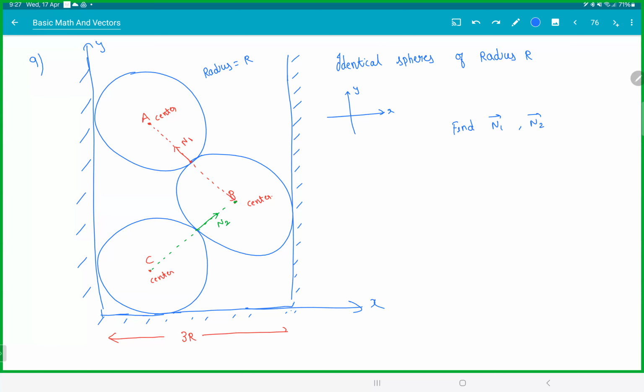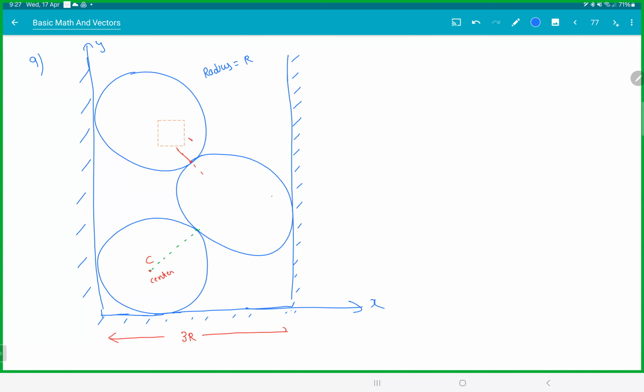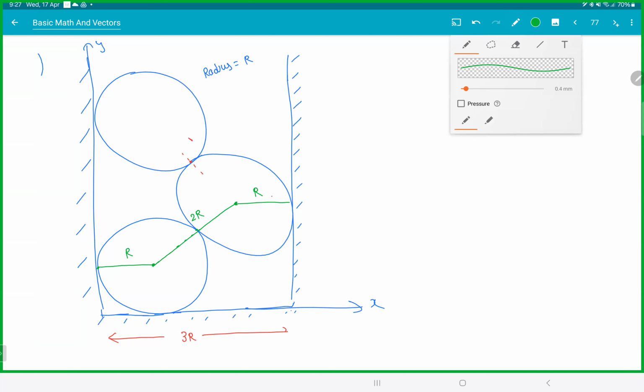Did anyone figure out the angles? See. Forget about all these things, okay? N1, N2 and stuff. What is this distance from this wall to the center? What is the distance? R. So from center to center, what is the distance? 2R. R plus R, no? Agreed? From center to the wall, what is the distance? R. That means from here to here, what is this distance? R.